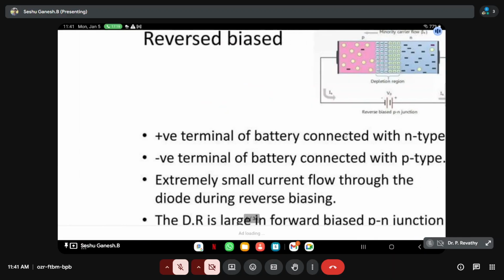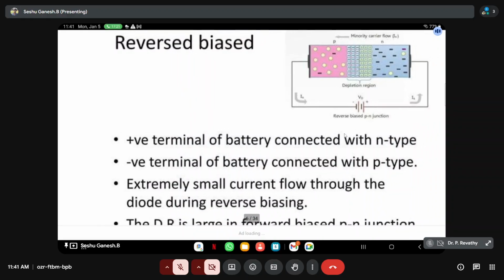And in the reverse bias condition, you can see the depletion region is high. Okay, there will be only the flow of current due to the minority charge carriers. Minority charge carriers are holes, and because of holes only, there will be flow of current during the reverse bias condition.